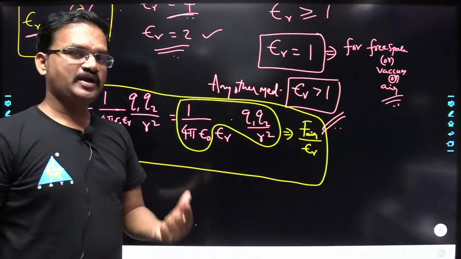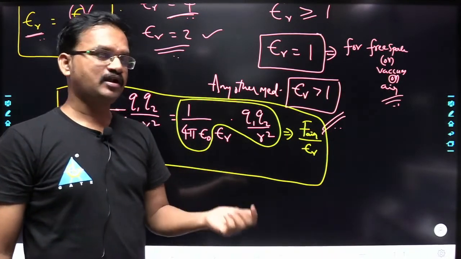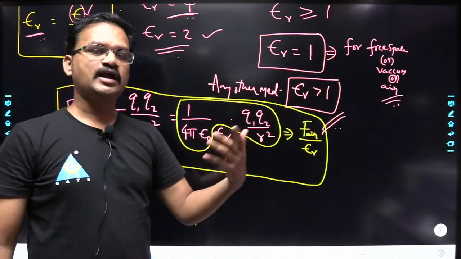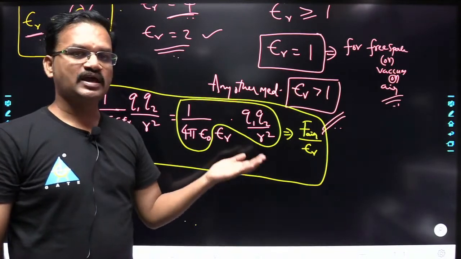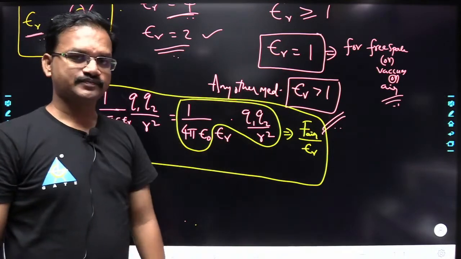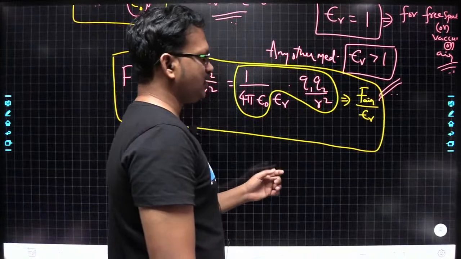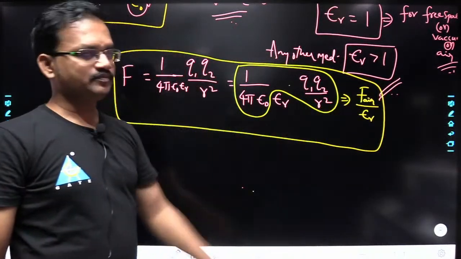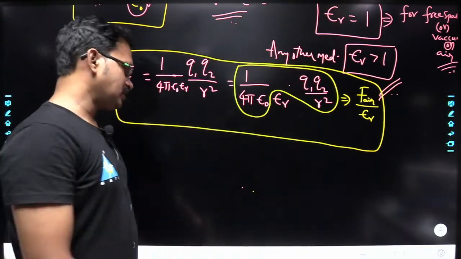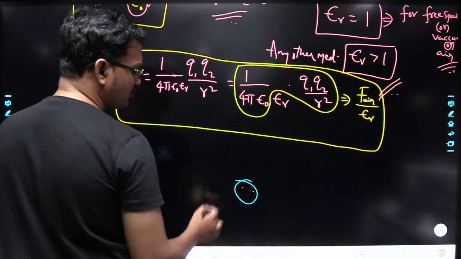So the force between any 2 point charges is maximum in which medium? In free space, vacuum or air medium. If you go to any other medium, the force is going to be lesser when compared to air medium or free space. The maximum force you get between any 2 point charges is in free space, air or vacuum, and for any other medium the force is lesser than that. That's what we can conclude here.